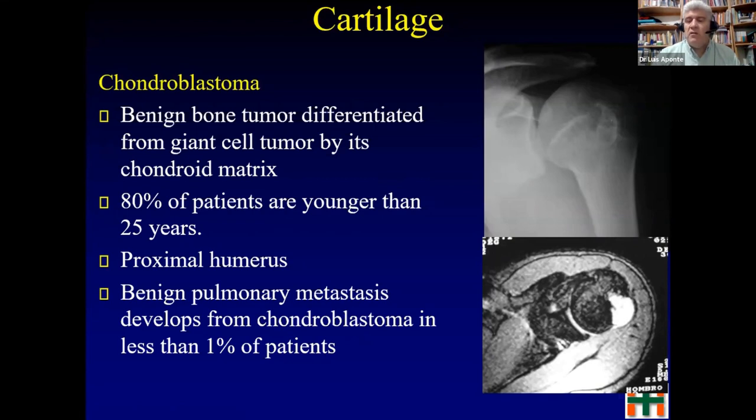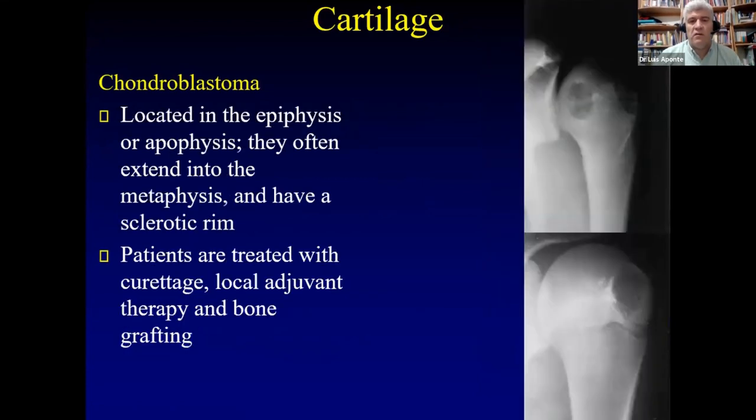That's why in the new classification of tumors, they are putting benign tumors, malignant tumors, and this intermediate tumor that we don't know where to put, because they are benign, but they could produce benign metastases, so you just control the metastases, nothing more. I told you it could be in the epiphysis and the apophysis. It's very common that they cross the growth plate. So this is very common of the chondroblastoma.